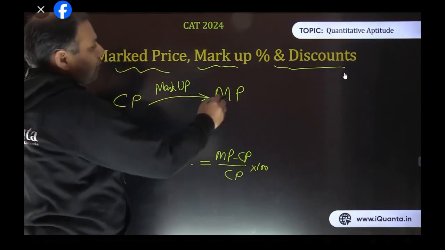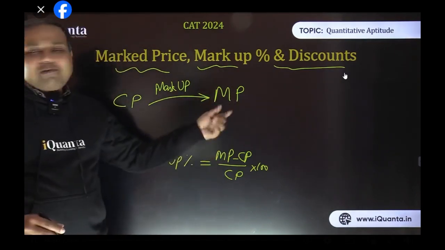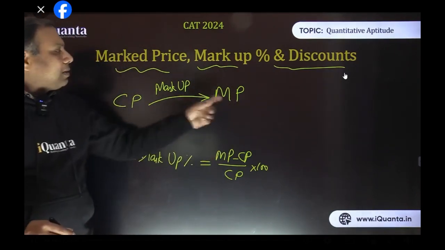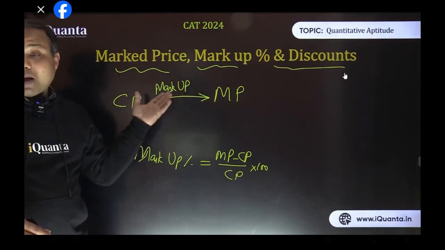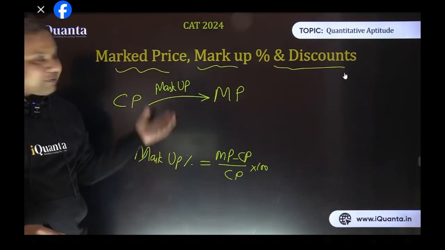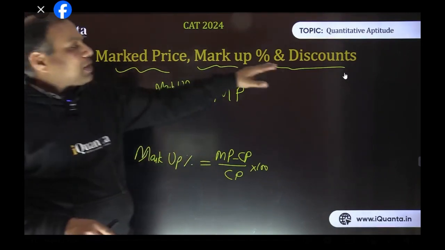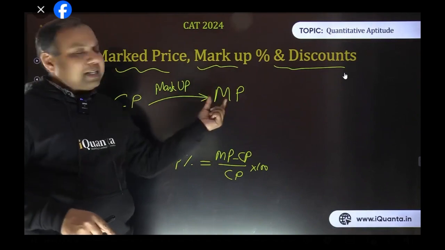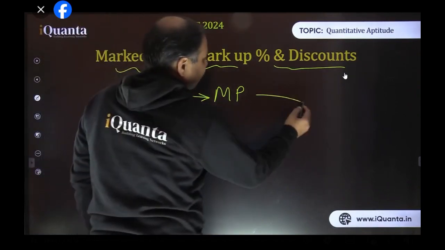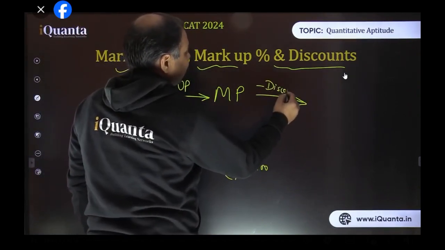Fine. And finally, after mark price, we may sell the article at mark price only. In that case, whatever extra we have got is profit. So this markup percent will become profit percent as well, if we are selling at the same price. But normally, at least in our questions and in practical reality also, we get certain discounts on this mark price, right? So certain discounts are offered on this mark price.